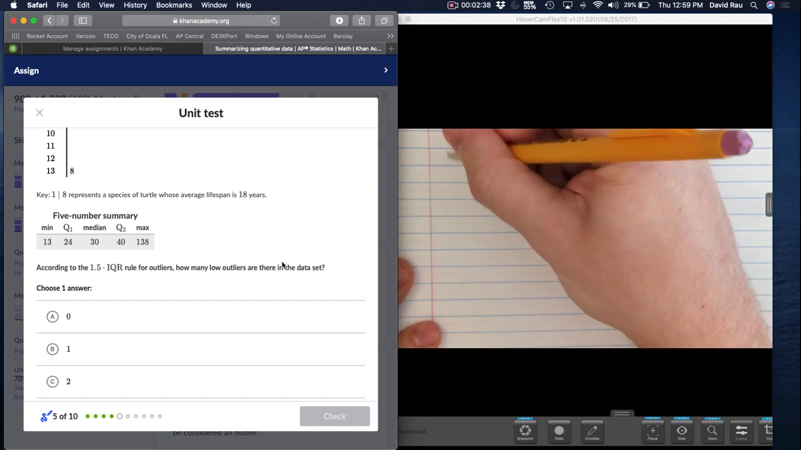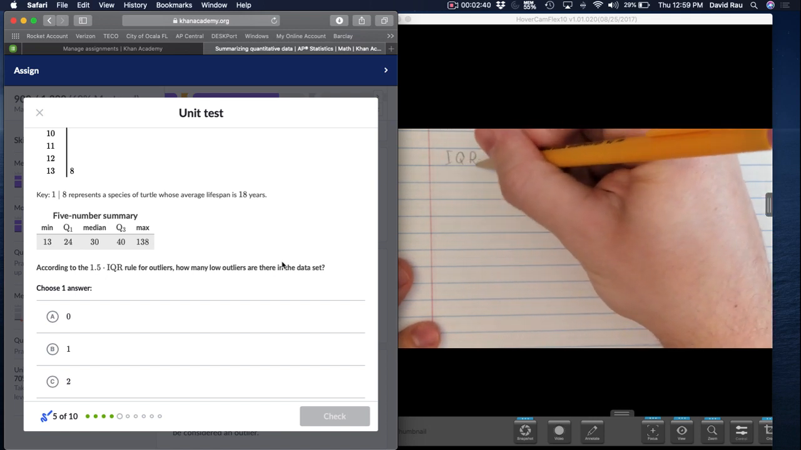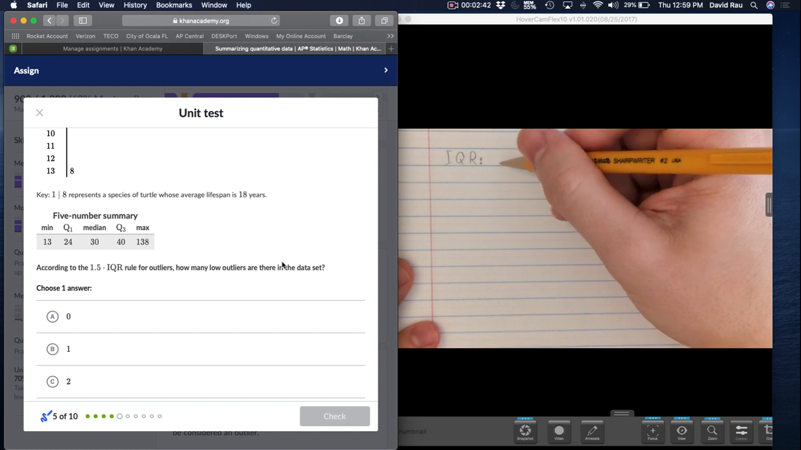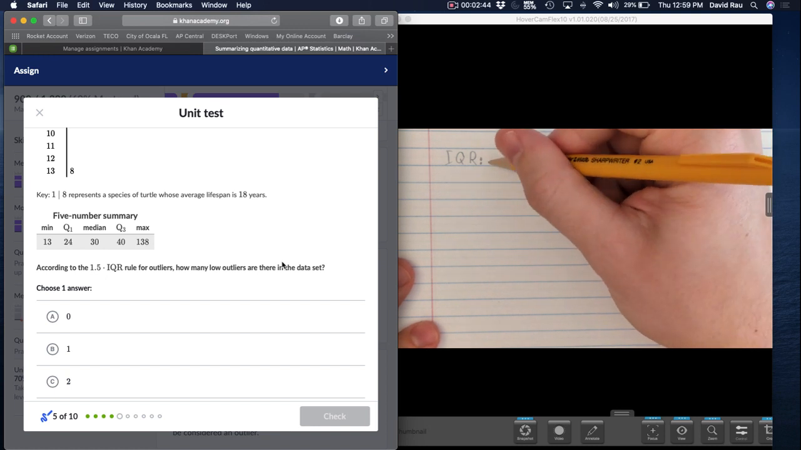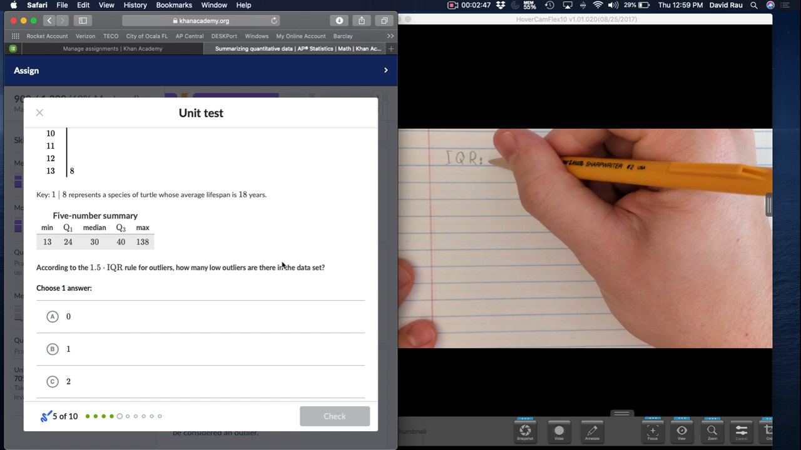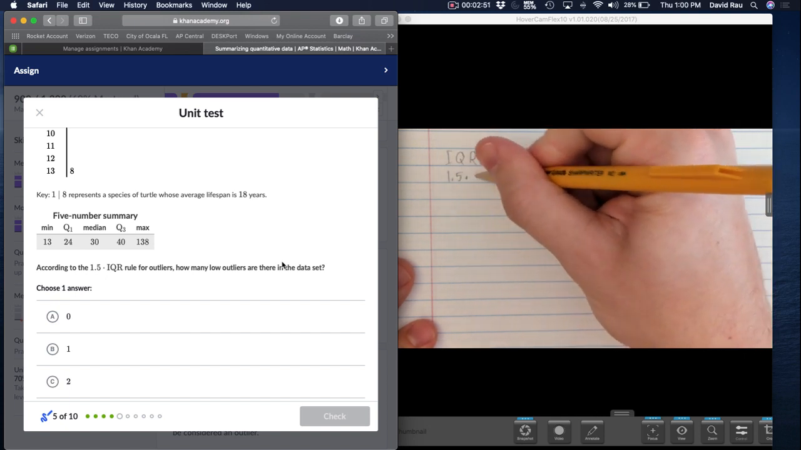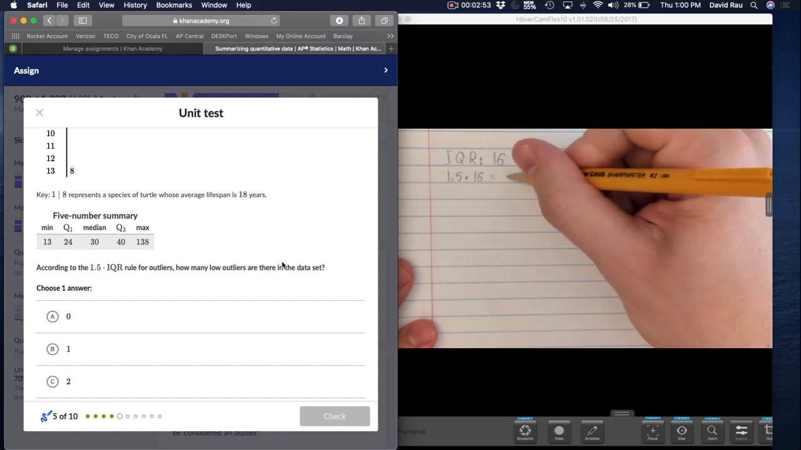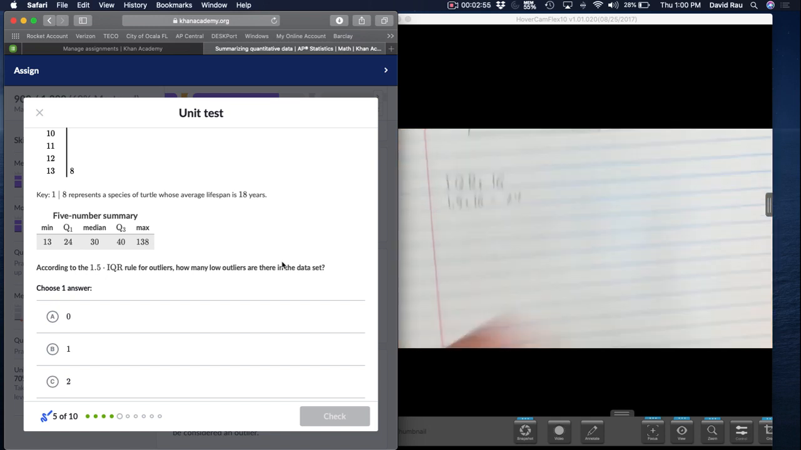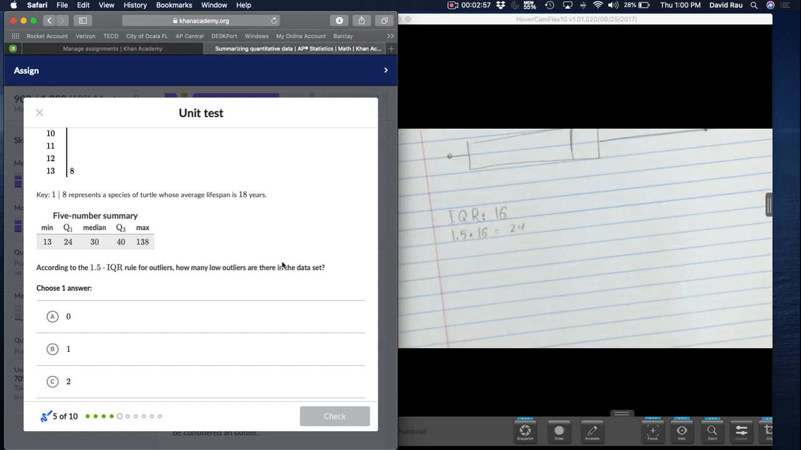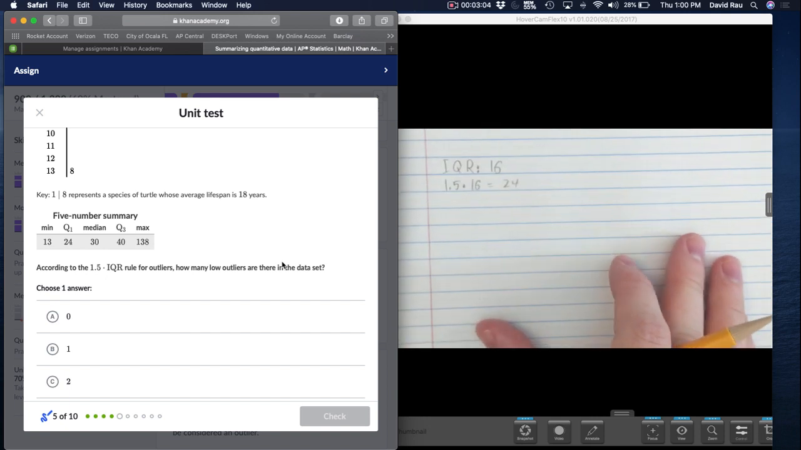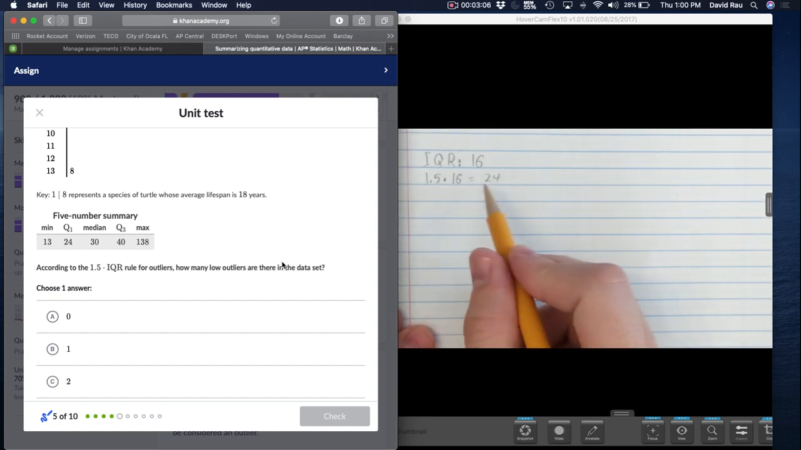First question is, what is the IQR? And that is the value in the third quartile minus the value in the first quartile. So 40 minus 24 is 16. So 1.5 times 16, 1.5 IQR is going to be 24. Let me just double check. Yeah, so the 1.5 IQR is 24.